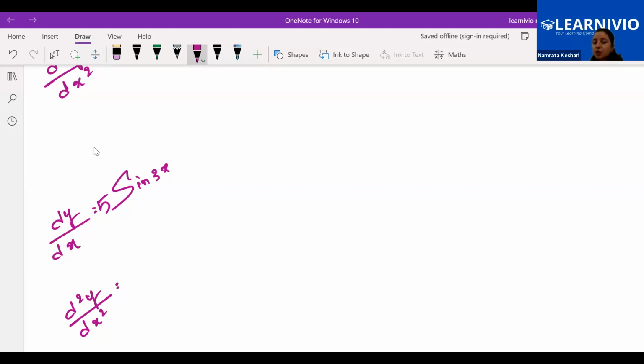Yes, Murtaza, what are we going to have? Derivative of sine x will be minus cos x. Is it minus cos x? Sorry, it's cos x. Just cos x? Yes, ma'am. Derivative of sine x is just cos x.